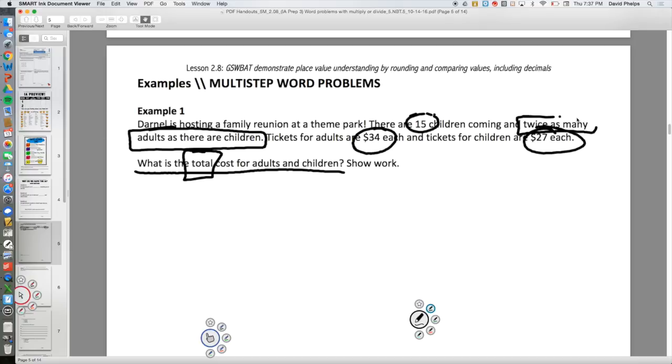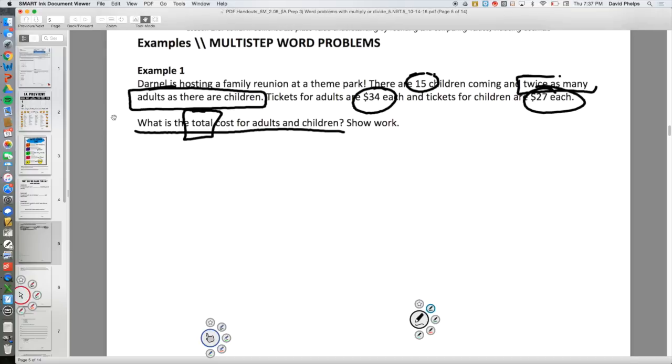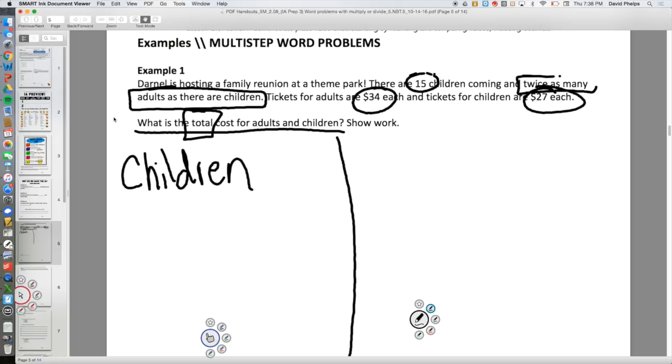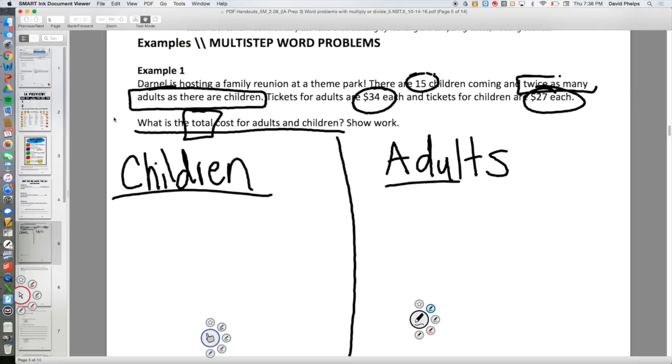All right, so let's get to work. Well, we have 2 groups of people coming. We have adults and we have children. So let's start with our children. And then split your paper into 2, and I'm going to put adults on the other side. That way our work is really organized. Just like it will be on your IA, which happens to be Monday.